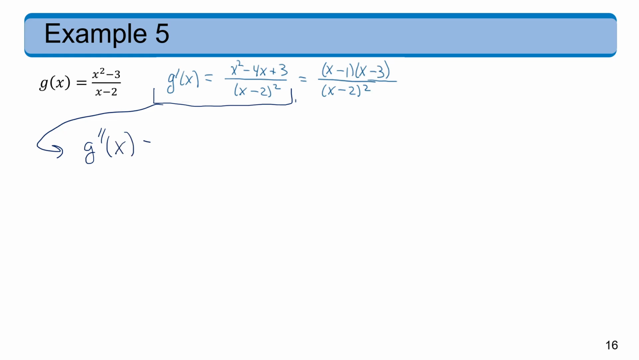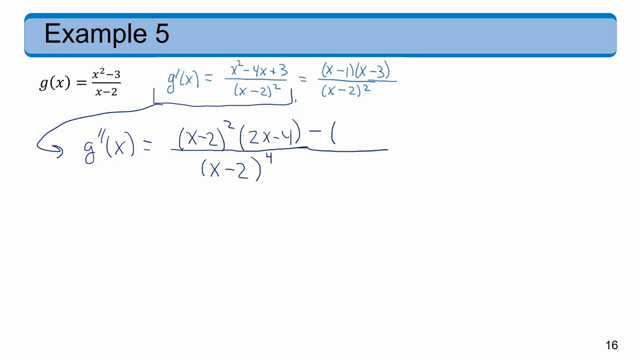We're dealing with a quotient, so we need to use the quotient rule. In our new denominator, we take the original denominator and square it. Right now the denominator is (x minus 2) squared. When we square it again, it becomes (x minus 2) to the 4th power. Now in the numerator, we take bottom times derivative of the top. That's just 2x minus 4 for the derivative of the numerator. Minus top times derivative of the bottom.